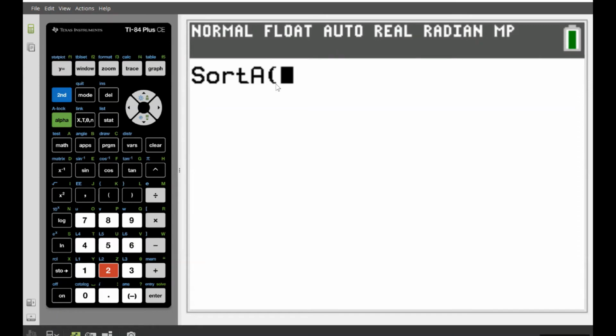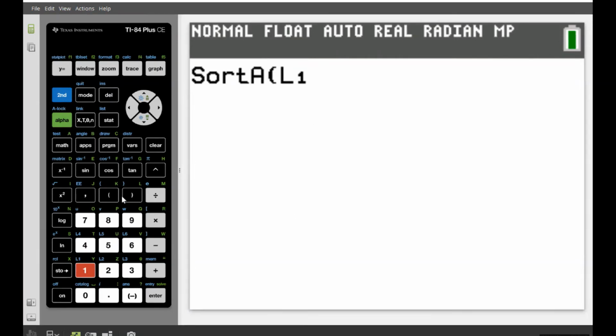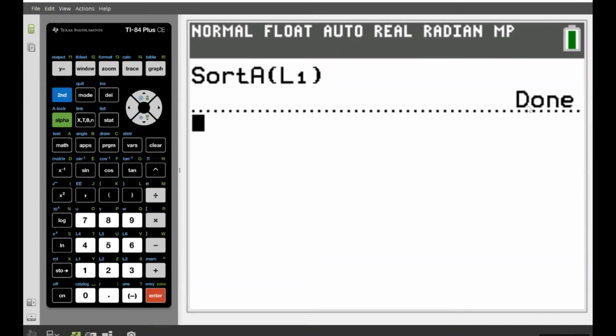But what do you want to sort in ascending order? The data which we entered in L1. So here where it is blinking, you'll type L1 by pressing 2nd and 1. Then close the parenthesis and enter. Now it says done. If you go to list 1 now, you'll see that your data is arranged.